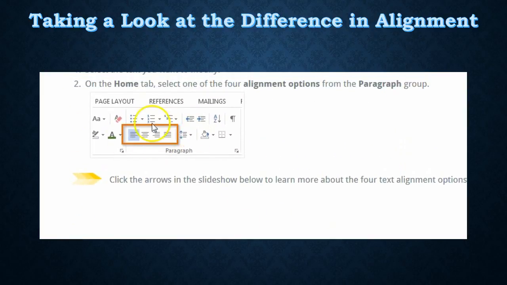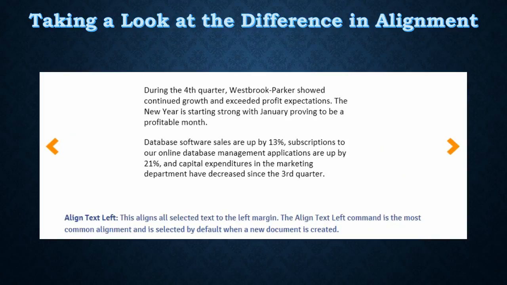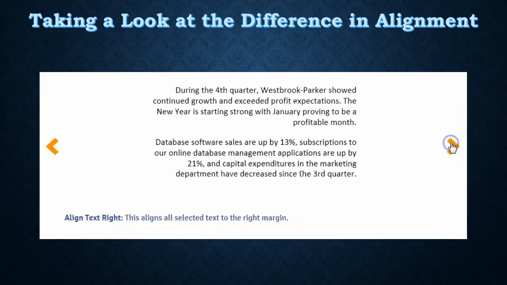What we're talking about are the paragraph options that are right here. Right now we're talking about the left. You've got your center, your right, and then we're going to talk about the fourth one there. So that was your Align Left. Now you've got your center, and this aligns text at an equal distance from the left and the right margin. So it centers everything for you.